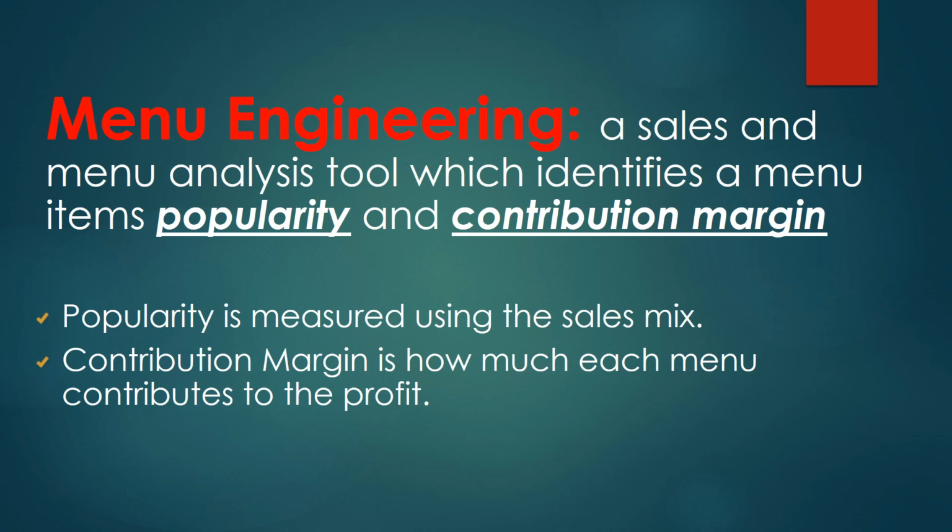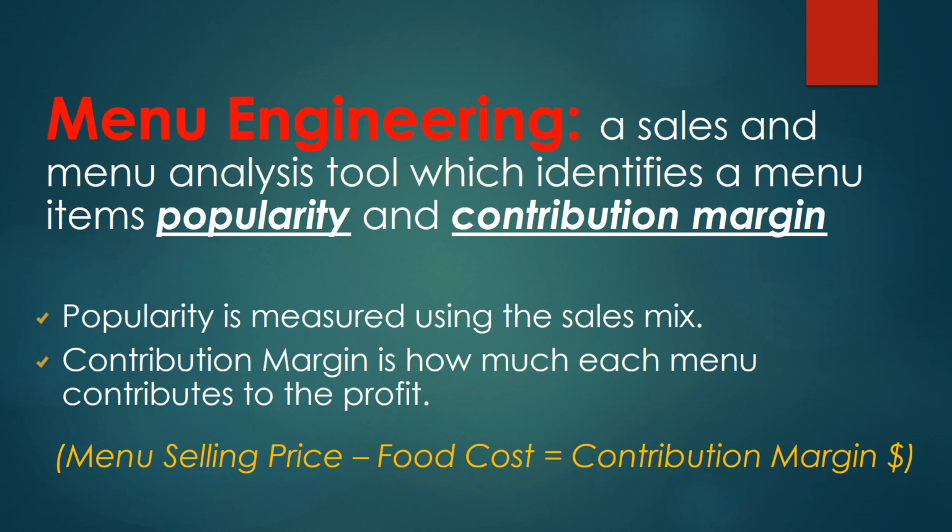Now, the formula to get contribution margin is the menu selling price, what's listed on our menu, minus what it costs us to put that food on the plate. And that gives us our contribution margin that is used to pay for labor, overhead, and give us some profit. So contribution margin is really what we're going to be looking at here.